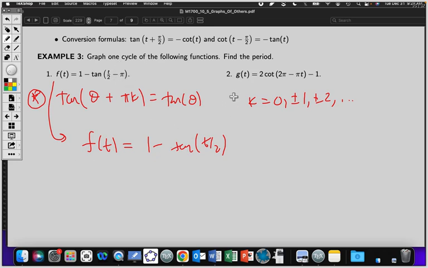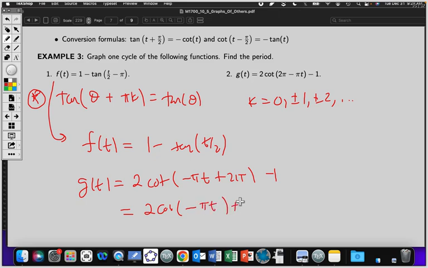The same thing with g of t. That's a 2 pi. We could totally simplify that to minus pi t. Whoops. But since you can't simplify these things all the time, we want to just demonstrate the general method here.